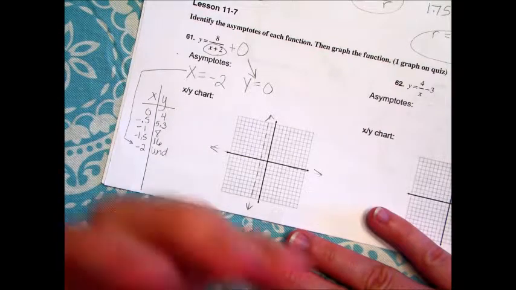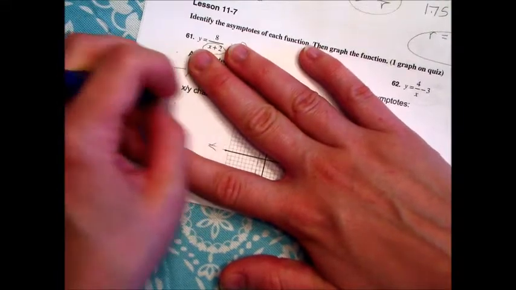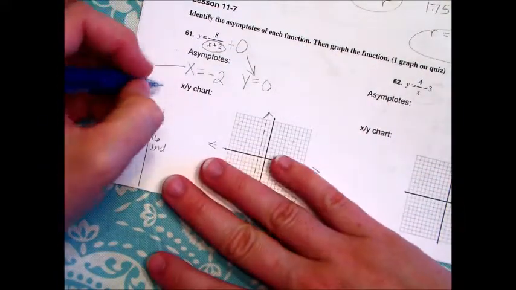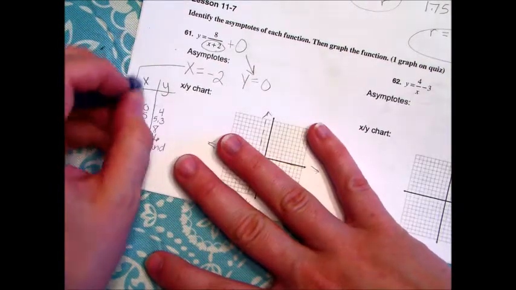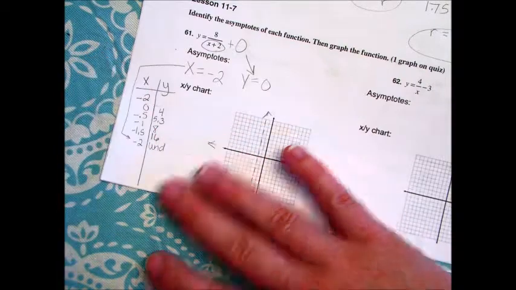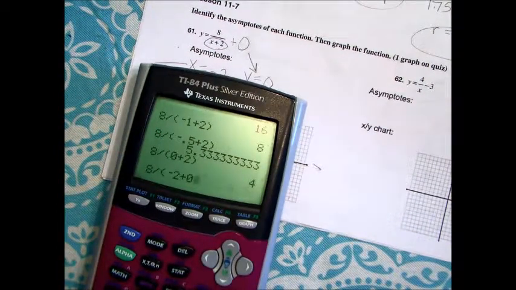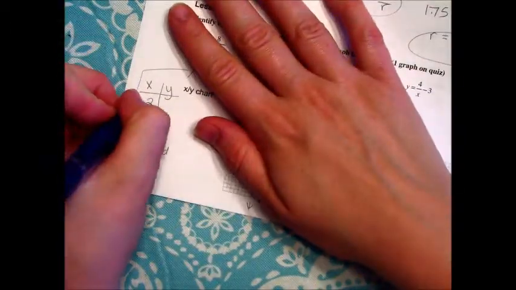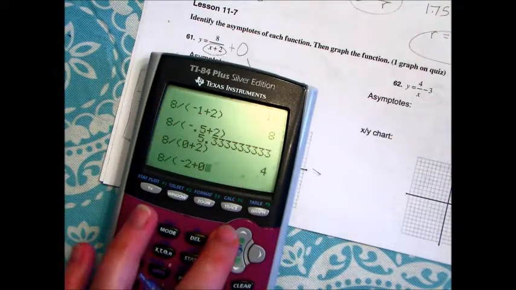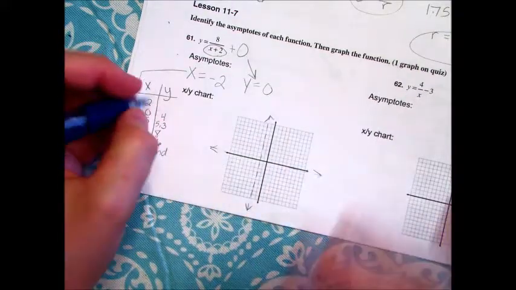Now we could go further. Until you get a really good shape, you've got to keep going. Why don't we go to -2 just to see what happens? Oh, I don't know why I said -2. That's not going to work. -2 is undefined. How about we go to +2? That's going to equal 2. Let's see if that's enough to get a good shape so we know what it looks like.